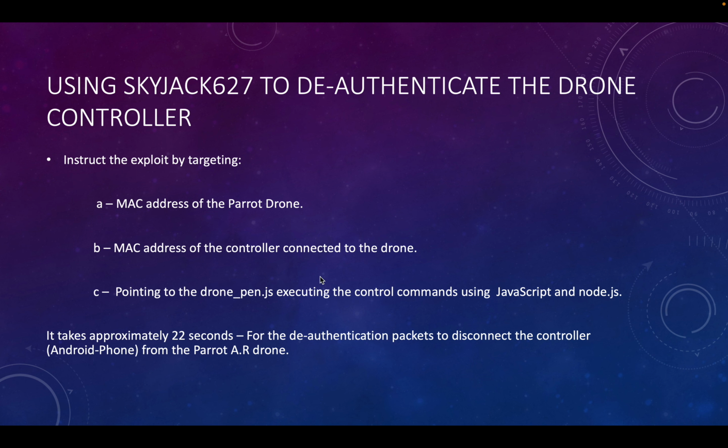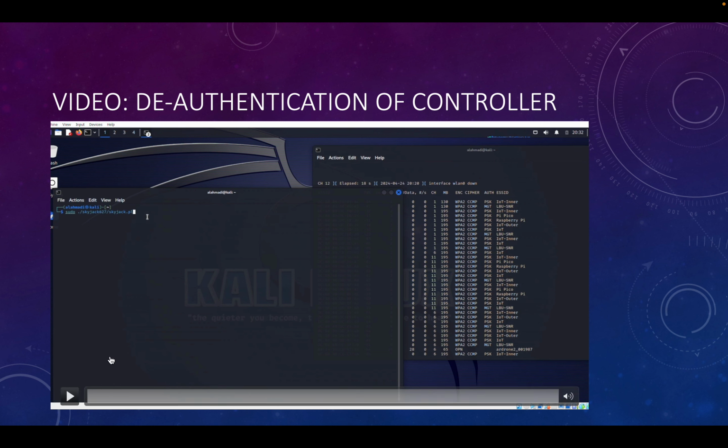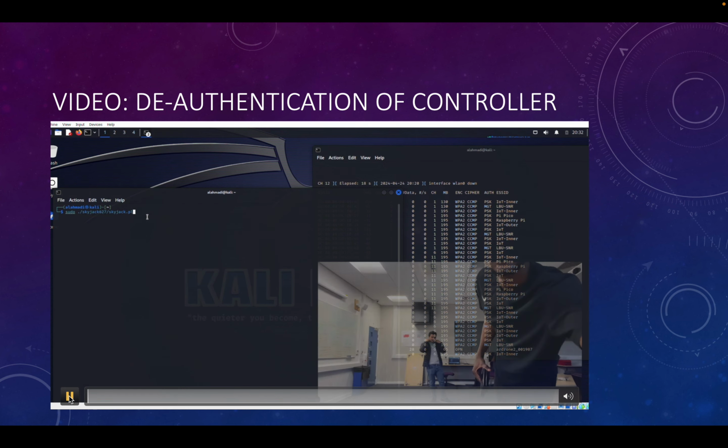Control execution will be executed accordingly, and it takes approximately 22 seconds for the de-authentication packets to disconnect and hit the drone. So we're going to play a video right now to demonstrate the hack.